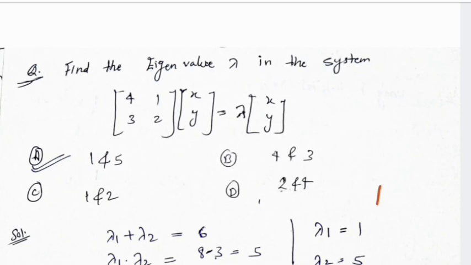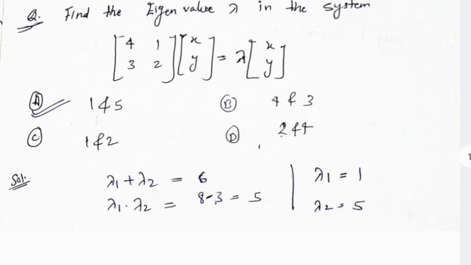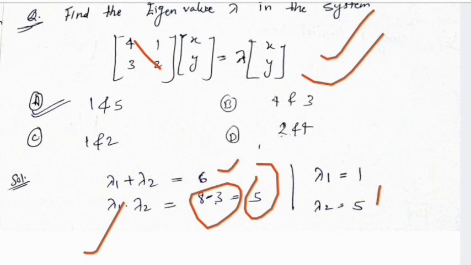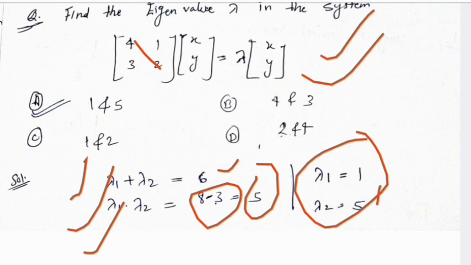Now the next question is: find the eigenvalue lambda in the given system. So the system is given here, and there are four options: option A, B, C, and D. Now we know that using the third and fourth methods, the sum of the eigenvalues is equal to the sum of the diagonal, that is 4 plus 2, that is 6, and the product of the eigenvalues is equal to the determinant of the matrix, that is 8 minus 3, that is 5. Now solving these two equations, we get lambda 1 is equal to 1 and lambda 2 equal to 5. So we can easily say that option A is correct, meaning the eigenvalues are 1 and 5.